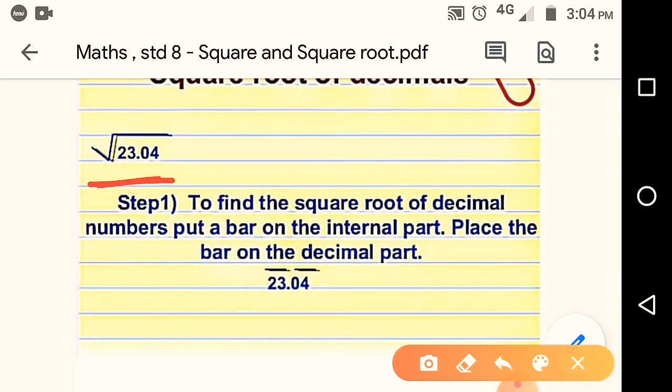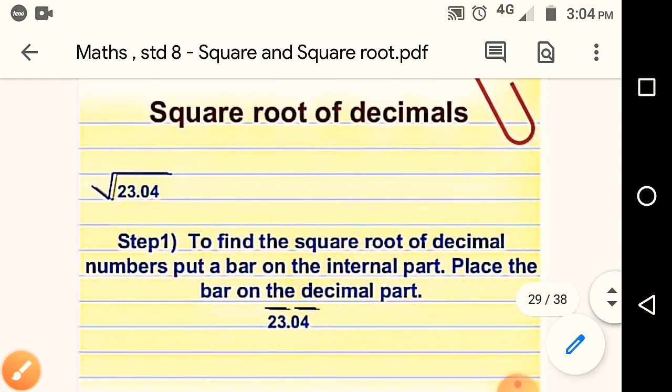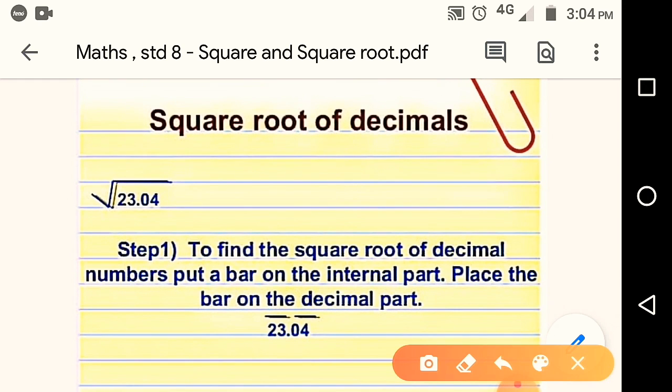This is already a square number, 2304. Now, whose square is this? That we will find out. So that is called square root, and the decimal point is given. So what do you need to do?